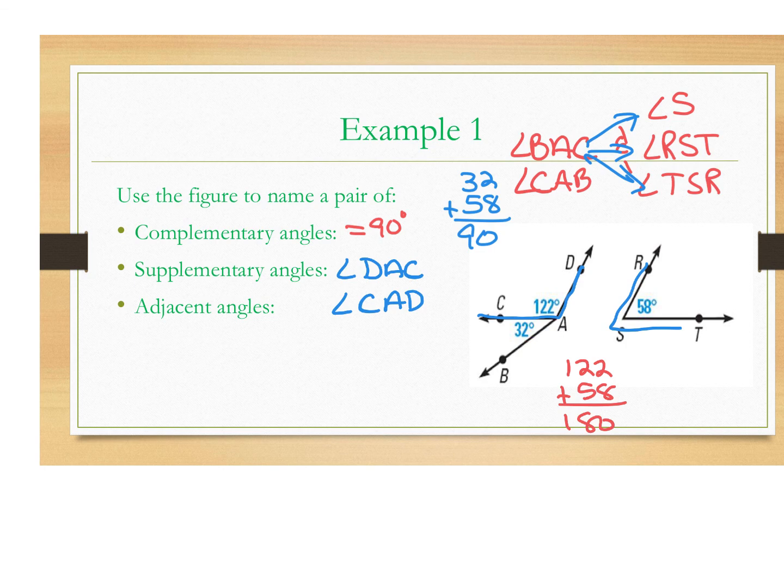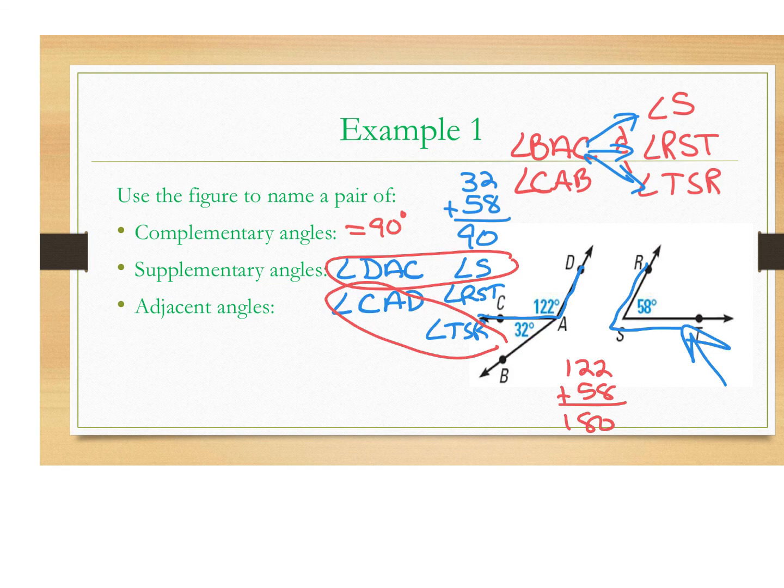And then again, for this angle over here, you can either pair it with and call it angle S, or call it RST, or reverse it, TSR. So a pair of supplements could be that one, could be this one, just as long as you pick one from here and match it with one from here. And those are your supplements.